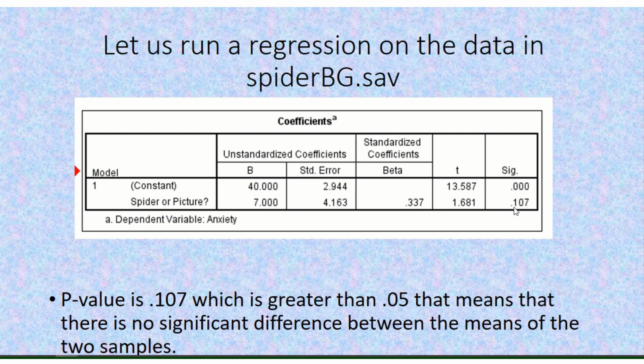So here we can say that the p-value is at 0.107. So having a p-value of 0.107, which is basically greater than 0.05, that would mean that there is no significant difference between the means of the two samples.